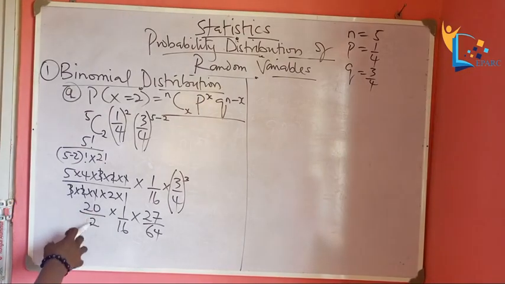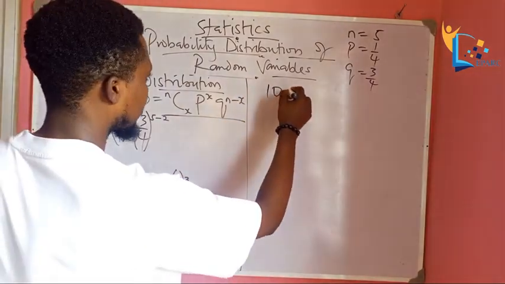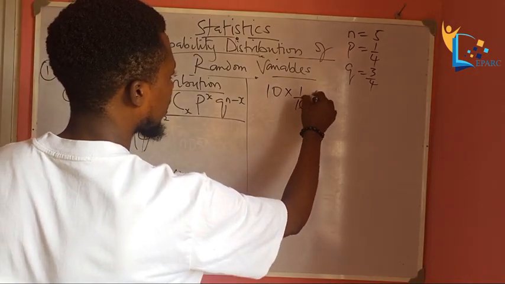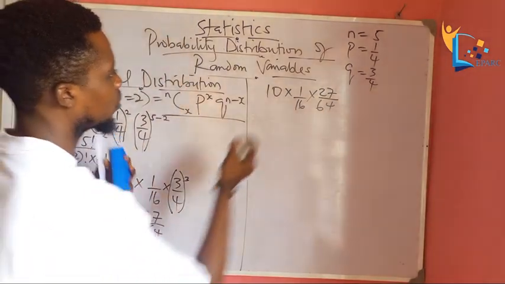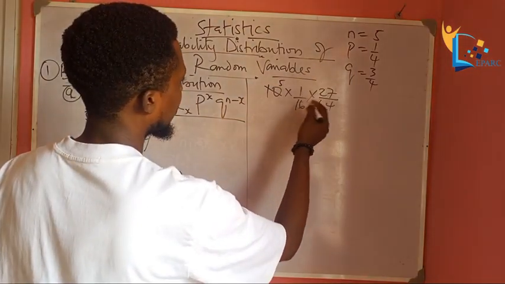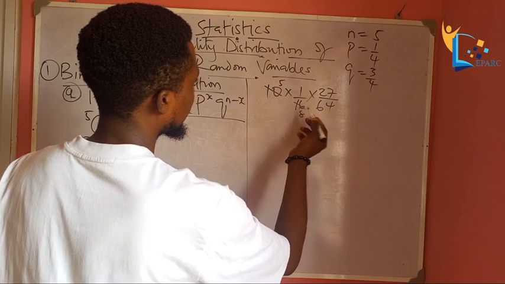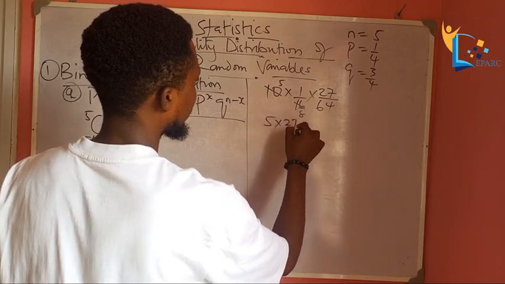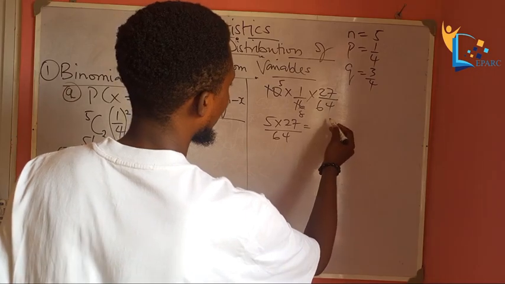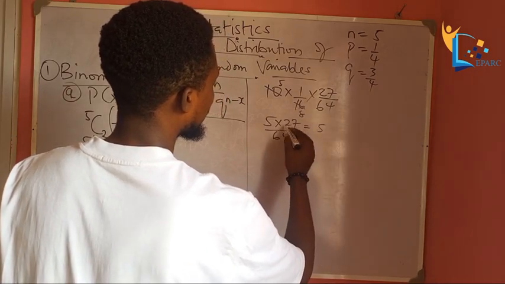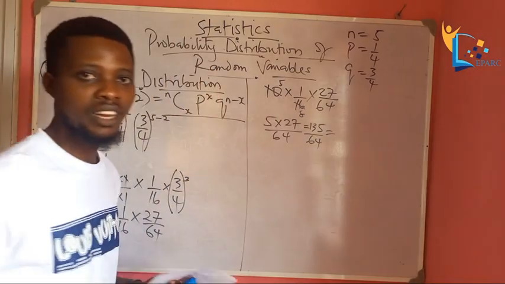So we're left with 20 over 2, which gives us 10. So we're left with 10 times 1 over 16 times 27 over 64. Okay, 2 here will give us 5, 2 here will give us 8. So we have 5 times 27 all over 8 times 64. Sorry, let me use the calculator now.